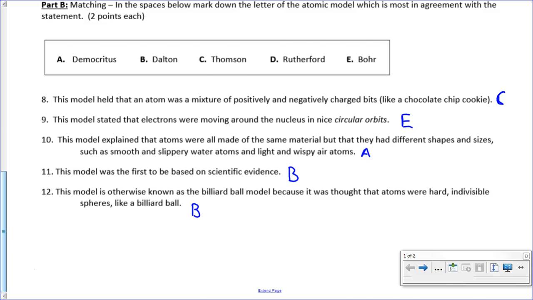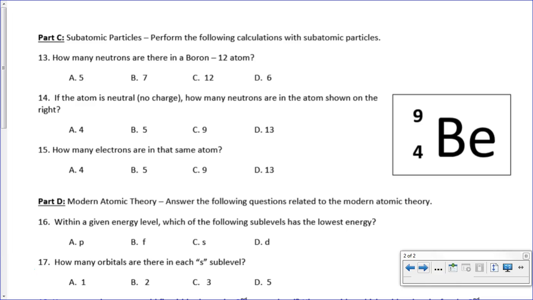Okay, going on. This next section we're looking at subatomic particles. So this is how many neutrons are there in boron 12. I've been having a lot of people come up to me and ask me about this, and they say boron -12 is what they think it is. That's not what this is.